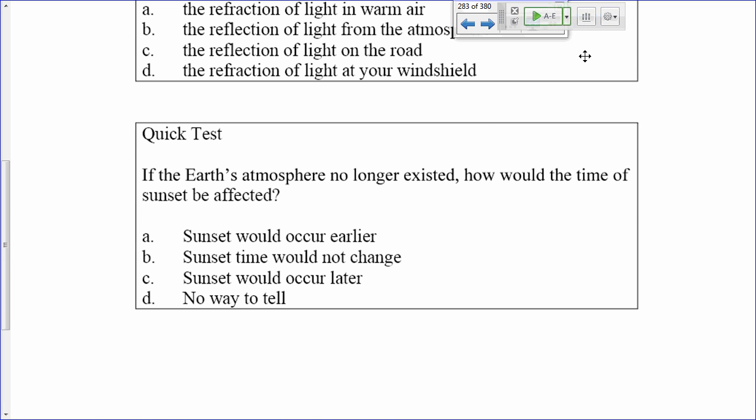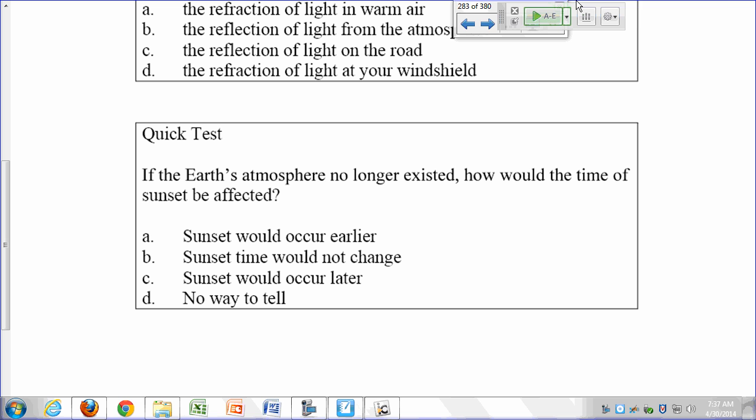Alright, if the Earth's atmosphere no longer existed, how would the time of sunset be affected? That is, would you see the sunset occur earlier? Would you see it not change at all? Whenever there's no one there, really look at the sunset. They call it a sunset.